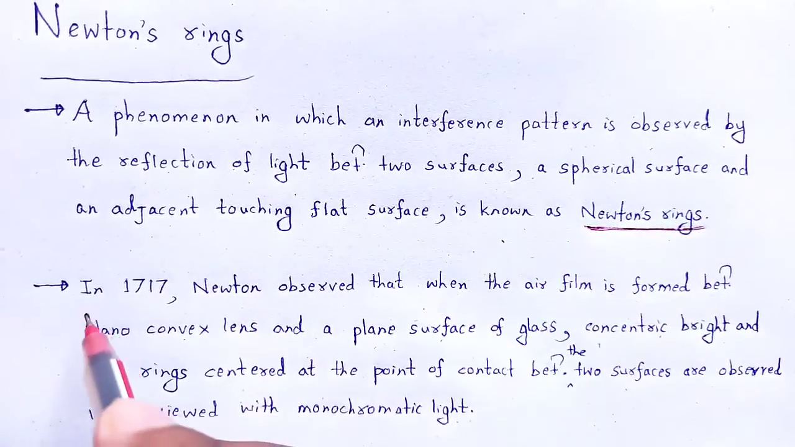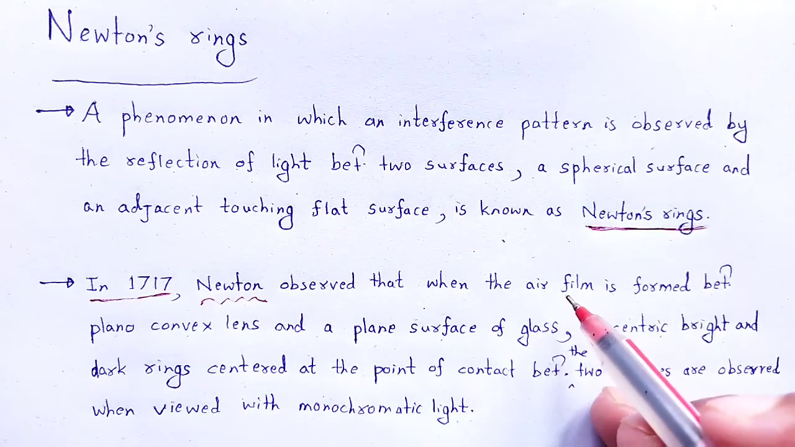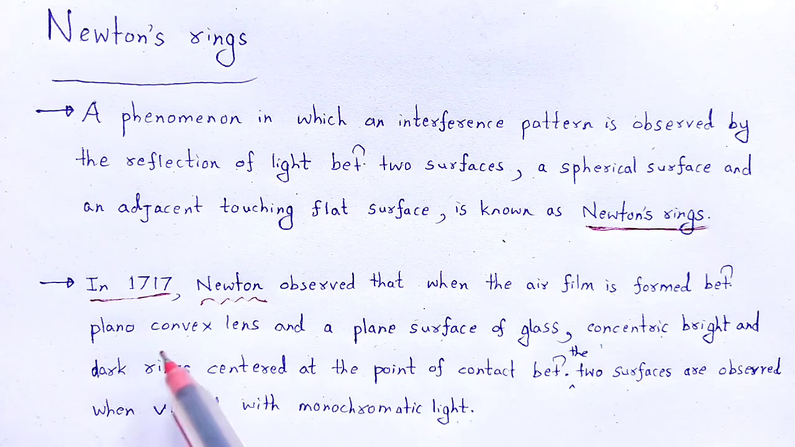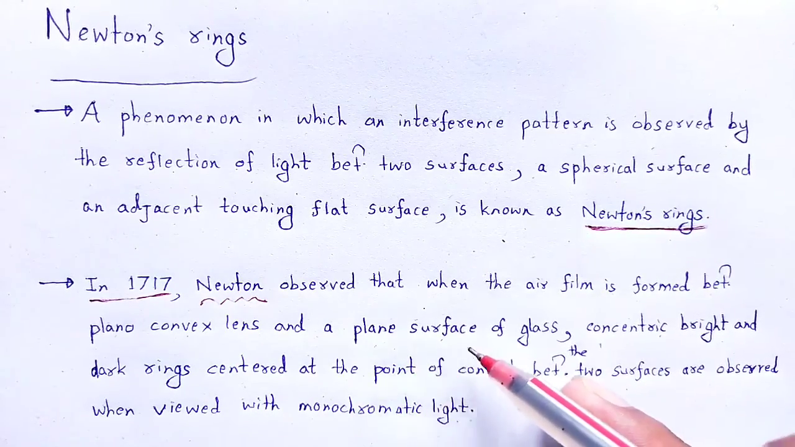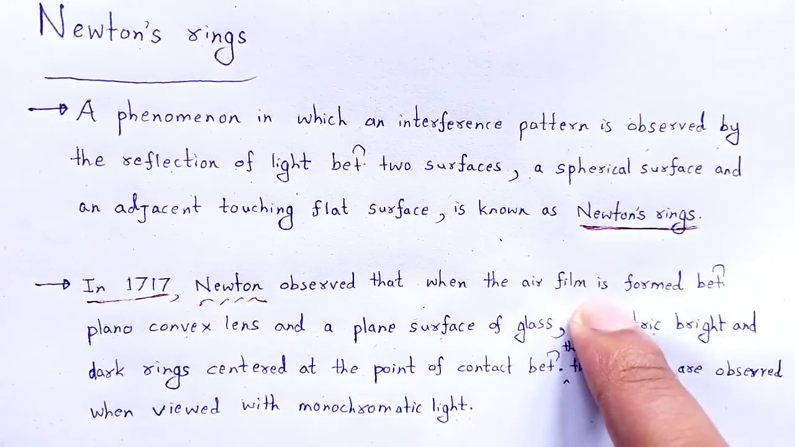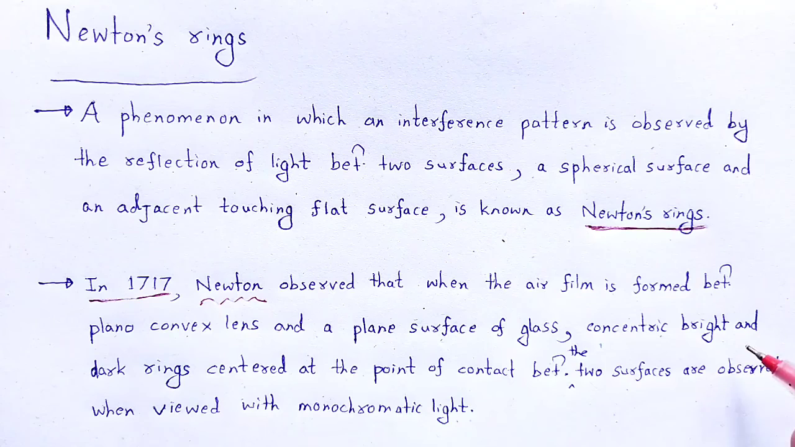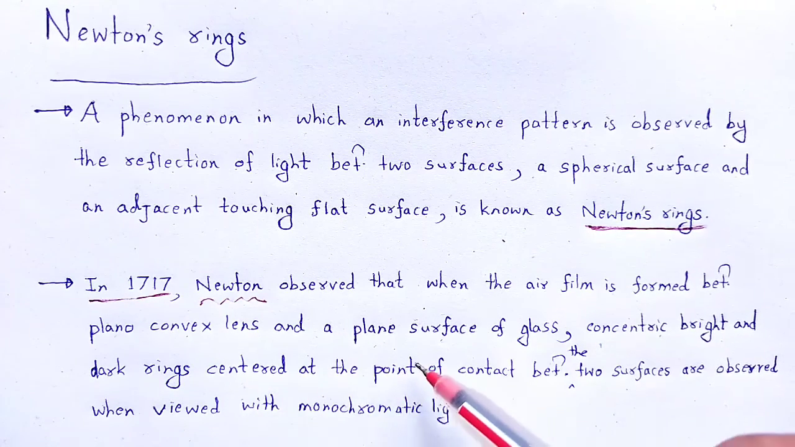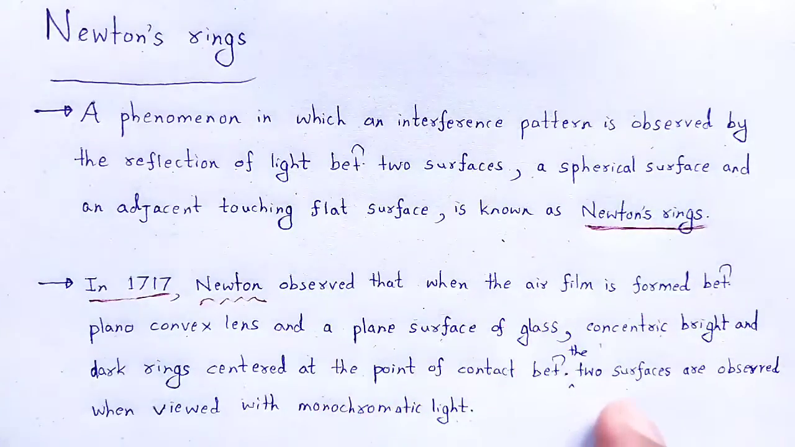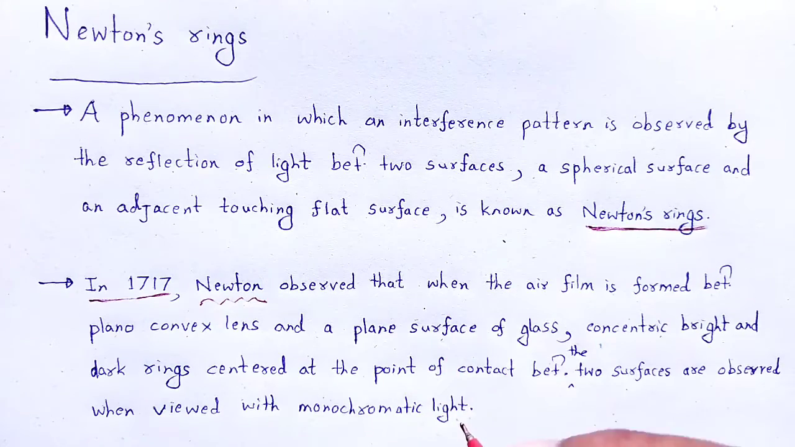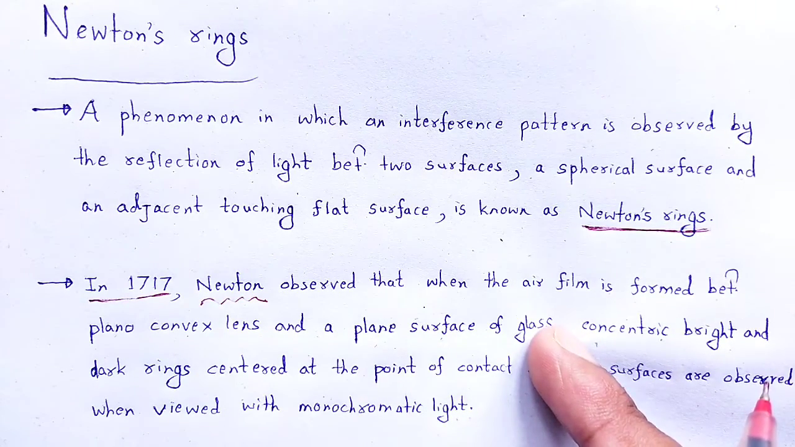In 1707, the scientist Newton observed that when an air film is formed between a plano-convex lens and a plane surface of glass, concentric bright and dark rings centered at the point of contact between the two surfaces are observed. These concentric bright and dark fringes are observed when a monochromatic light is incident on the surface.